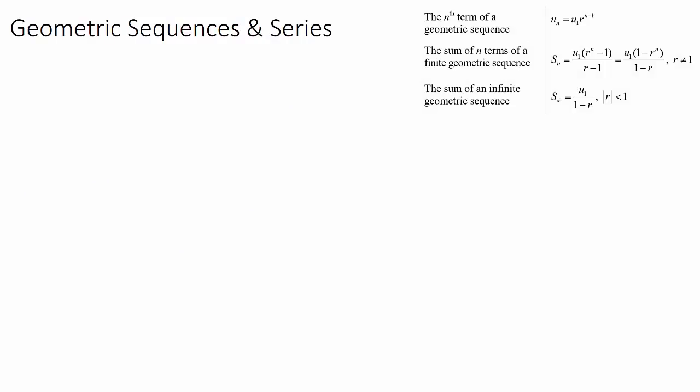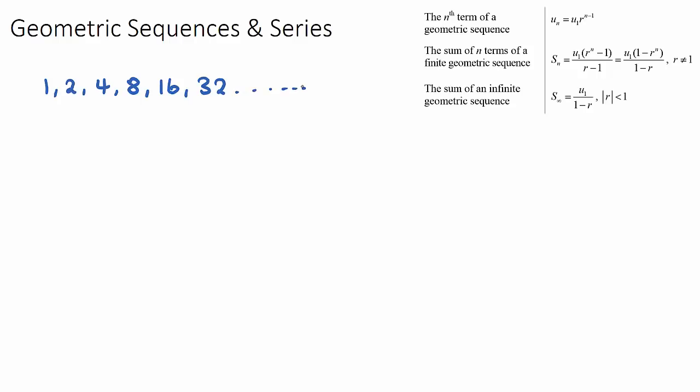In this video, we're going to look at geometric sequences and series. So a geometric sequence is a sequence of numbers that has a common ratio between all of the terms. So the easiest example to do with a geometric sequence would be the sequence 1, 2, 4, 8, 16, 32, and so on, so on.